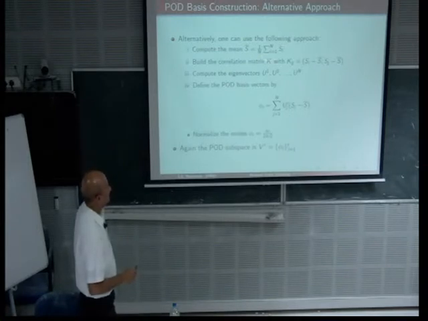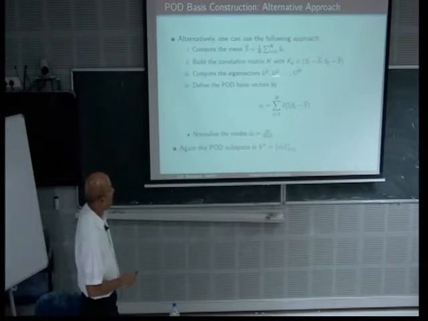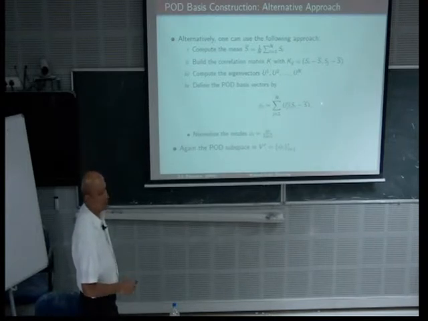It's just a simple mean. Then take this s bar, the mean, and subtract it from each one of these snapshot vectors, and form this matrix. That is what we call the correlation matrix. This matrix is square, and it has many properties. You compute the eigenvectors of this matrix, and define the POD basis vectors using this formula. I will tell you why it is of this form in a minute.